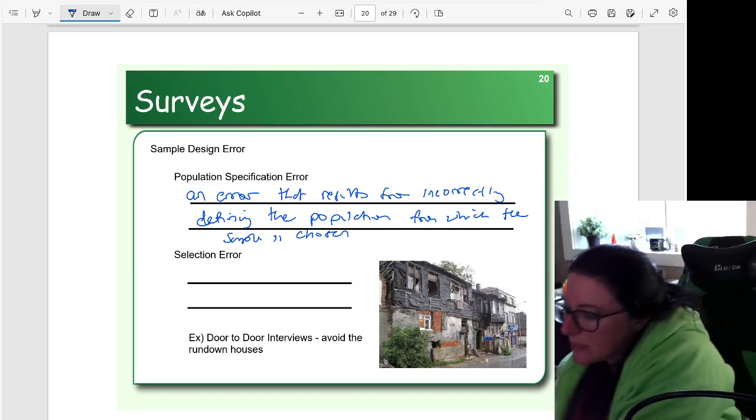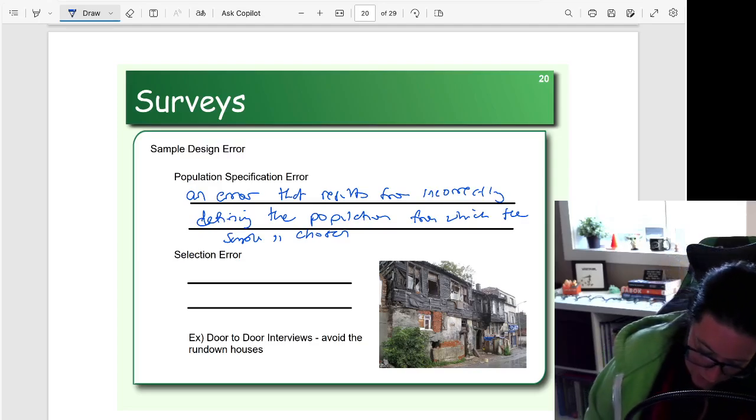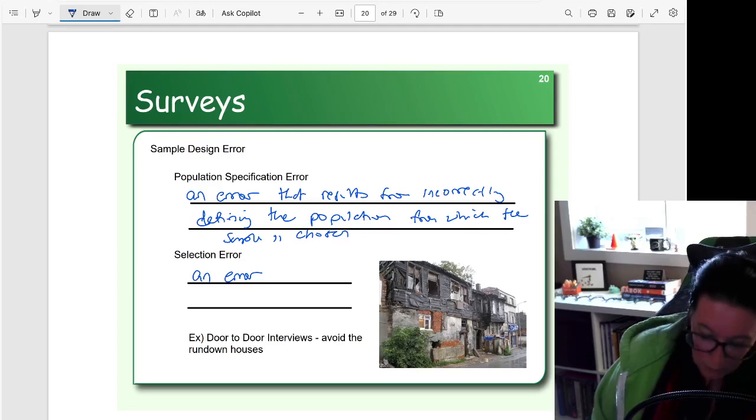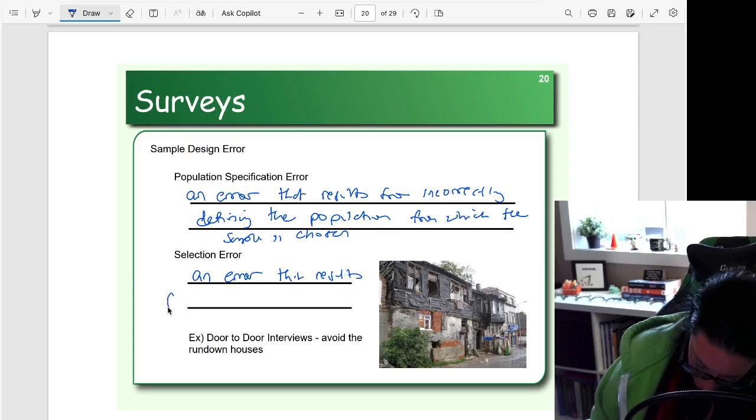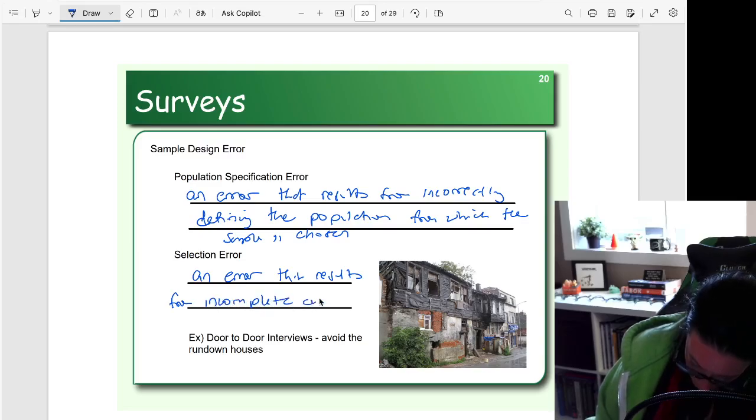So then the next type of sample design error is selection error. And selection error is an error that results from incomplete or improper selection procedure.